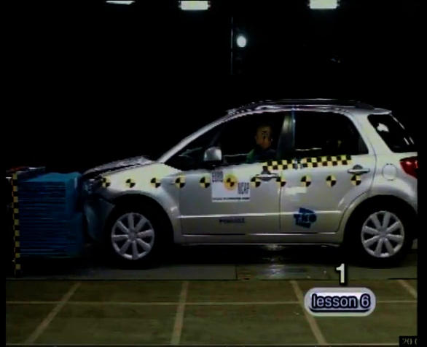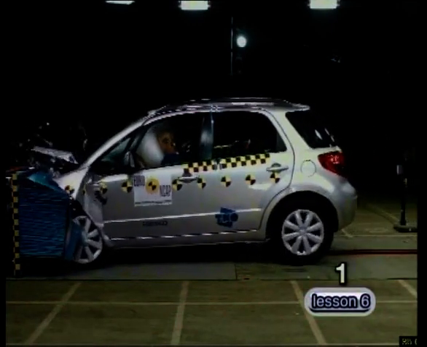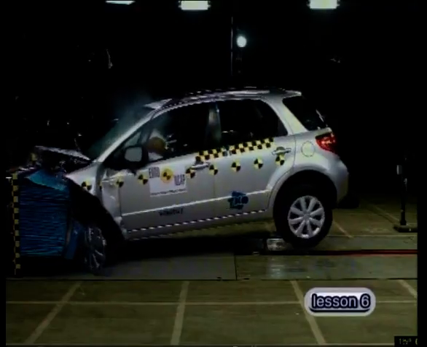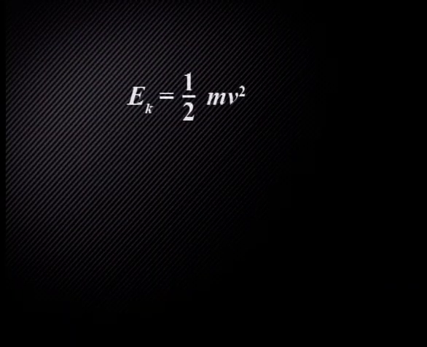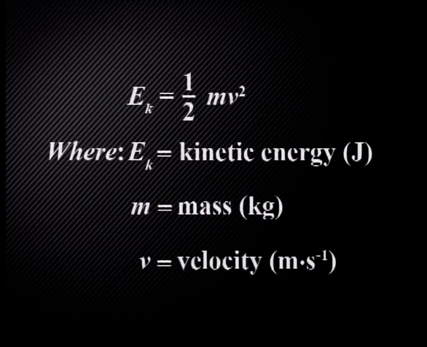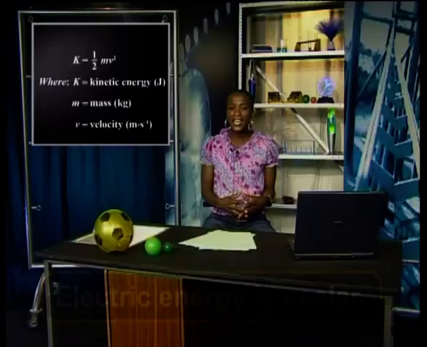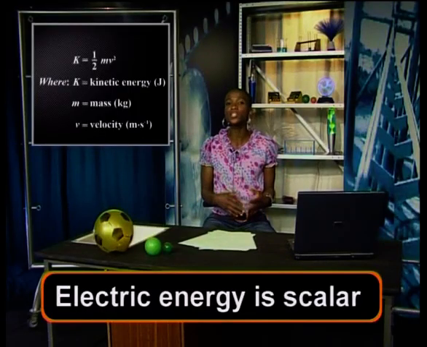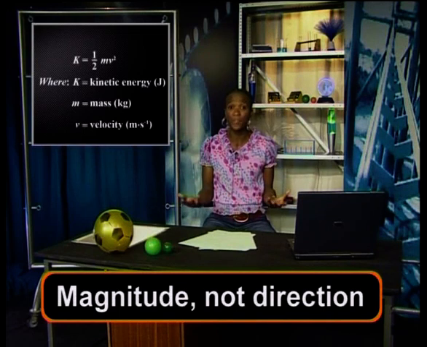Kinetic energy is the energy that an object has as a result of its motion or movement. To calculate kinetic energy, we use the equation K = 1/2 m v squared, where K is equal to kinetic energy measured in joules, m is equal to mass measured in kilograms, and v is velocity measured in meters per second. Kinetic energy is scalar, so it only has magnitude, not direction.